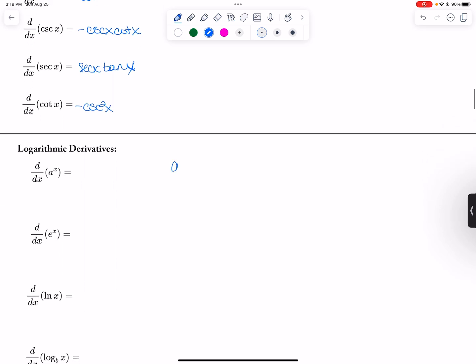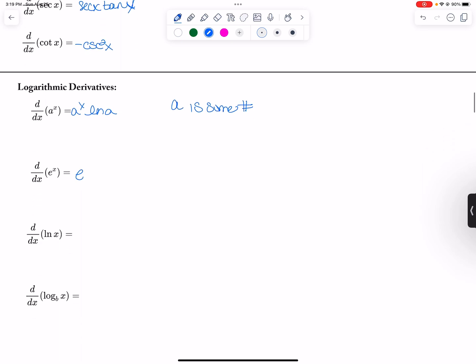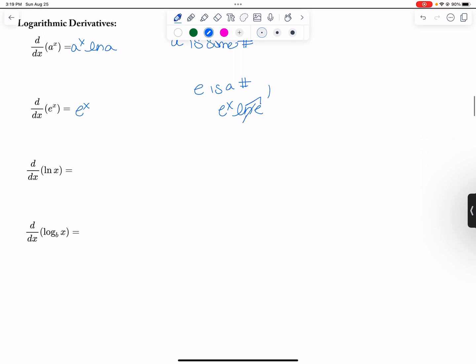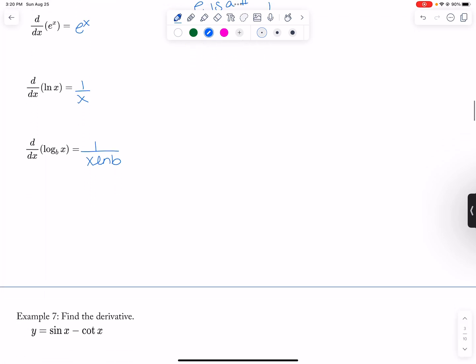Derivative of a to the x, where a is some number, is a to the x ln of a. Derivative of e to the x is itself, because technically e is a number, so I had e to the x ln of e, but we know that the ln of e is 1. And then the derivative of ln x is 1 over x. Derivative of log base b of x is 1 over x ln of b.